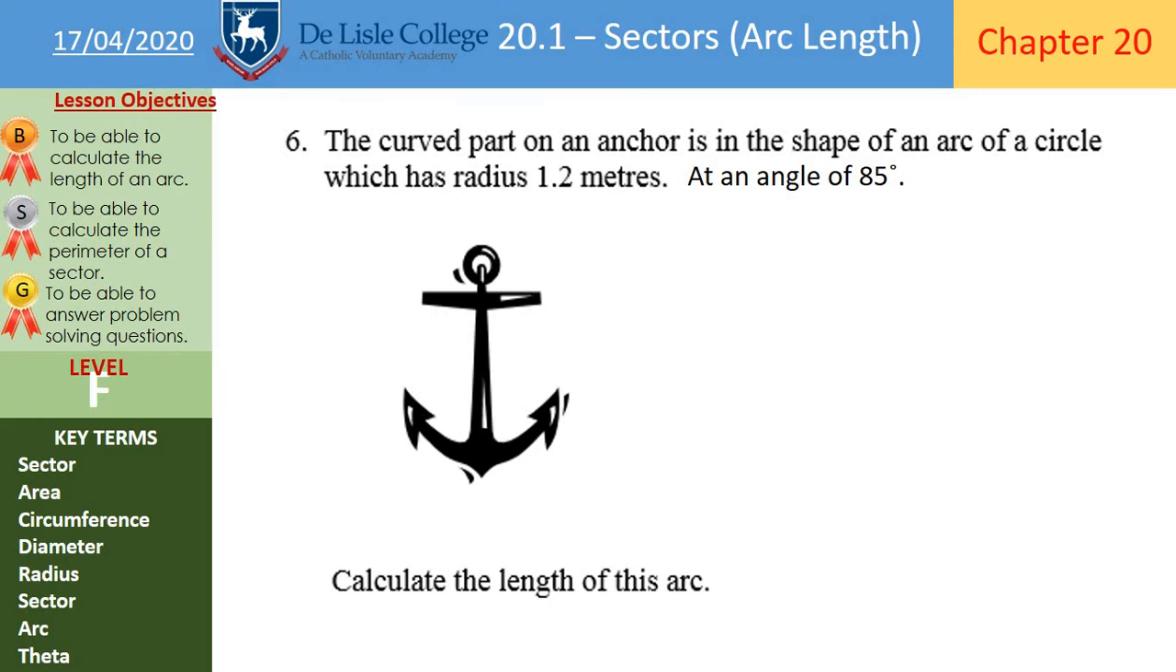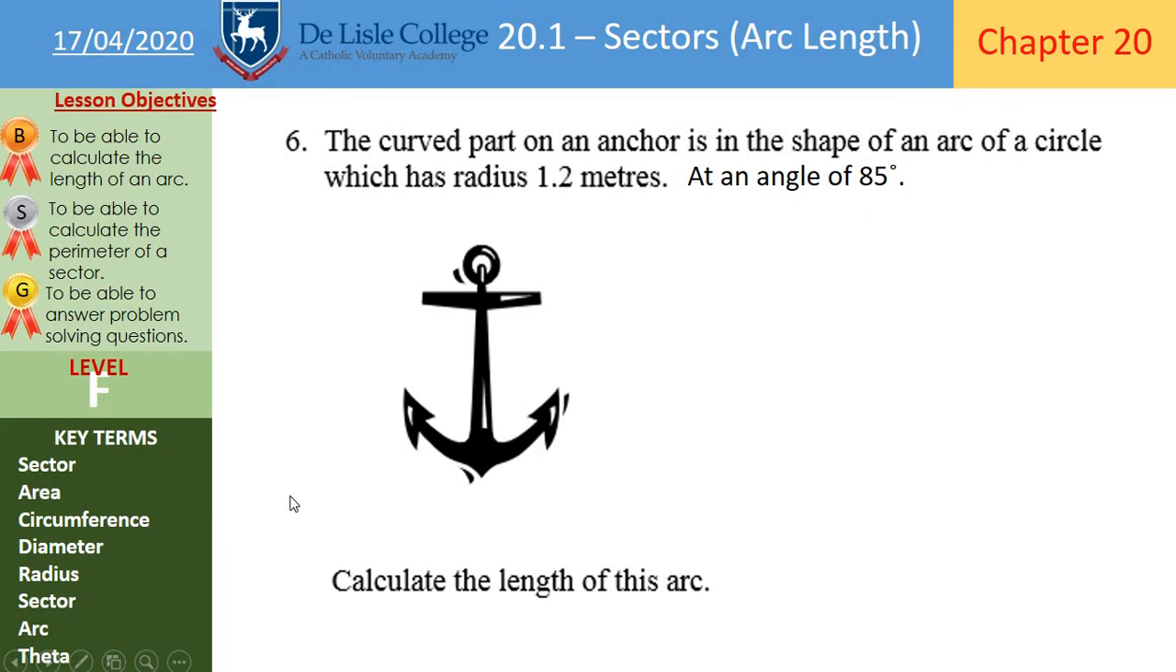Right, good. So all we've got is a very similar question to the ones we've done on the previous slide, only now it's in a context, so a real life context. If we read it together, it says the curved part of an anchor, that's here, is in the shape of an arc of a circle, and we can see that to be true. It has a radius of 1.2 metres, so that distance here is 1.2 metres, and the angle that isn't drawn for us but we're told about is 85 degrees.